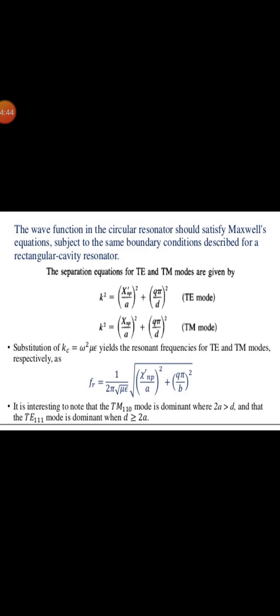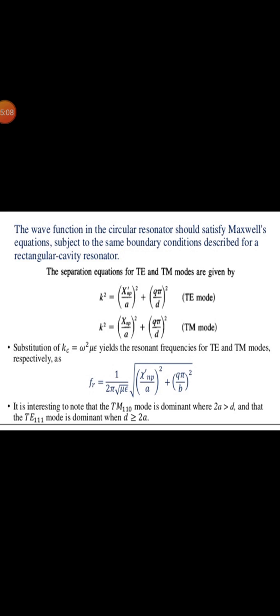A circular cavity resonator is a circular waveguide with two ends enclosed by a metal wall. The field solutions of a cylindrical cavity of length L and radius R follow from the solutions of the cylindrical waveguide with additional electric boundary conditions at the position of the enclosing plates. The wave functions in the circular resonator should satisfy Maxwell's equations subject to the same boundary conditions described for a rectangular cavity resonator. The separation equations for TE and TM modes are given by k squared equal to (x'np/a) the whole squared plus (qπ/d) the whole squared for TE mode, and k squared equal to (xnp/a) the whole squared plus (qπ/d) the whole squared in TM mode.